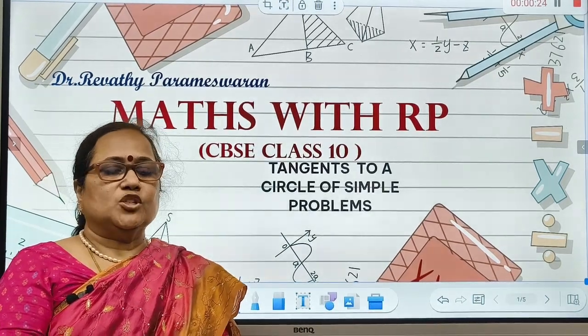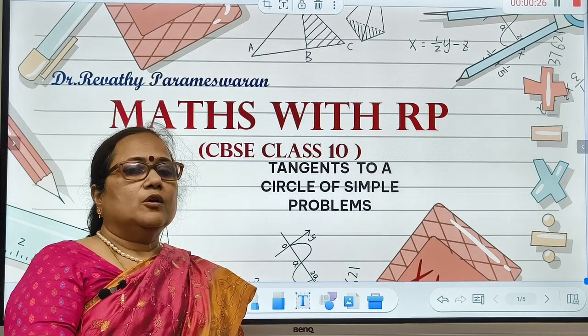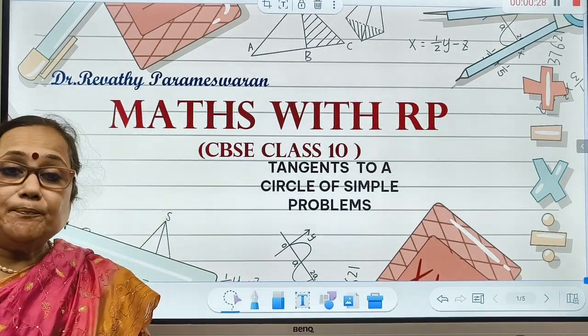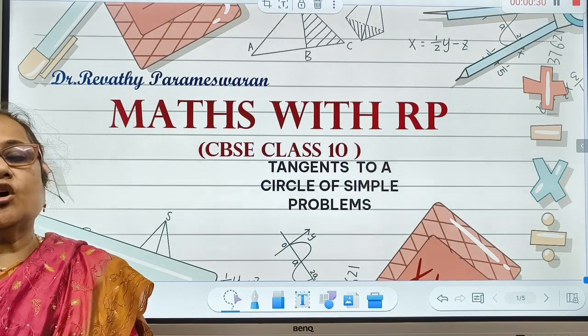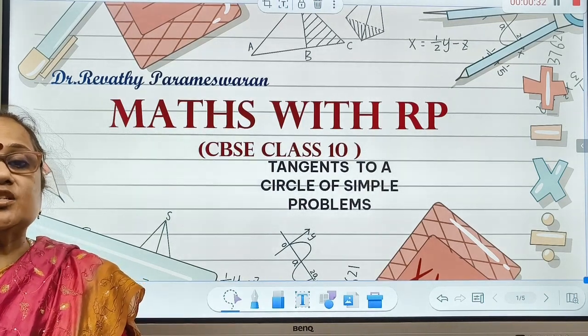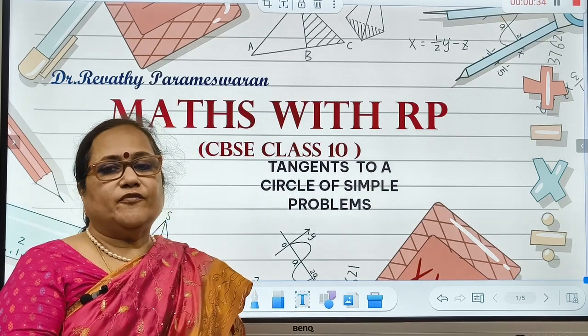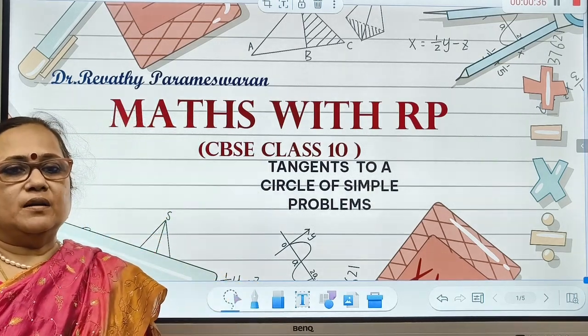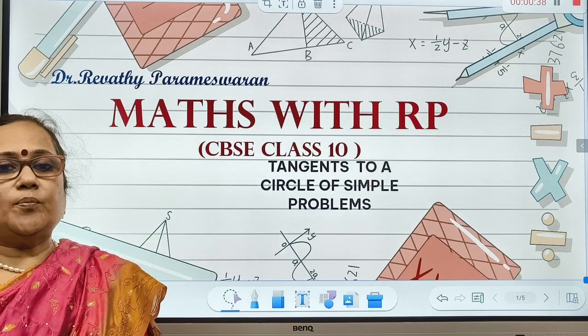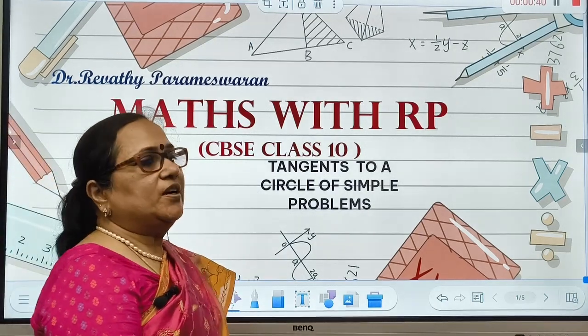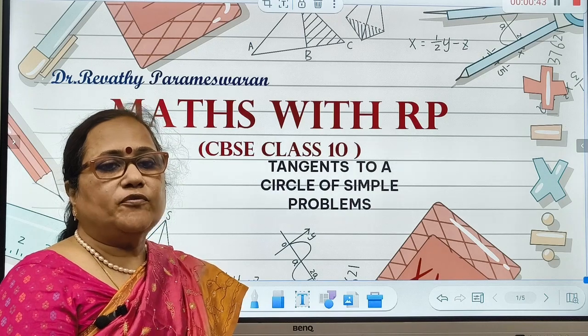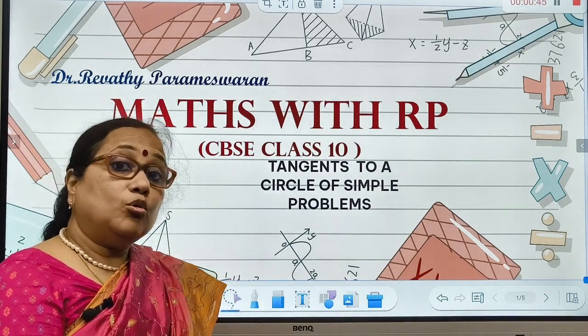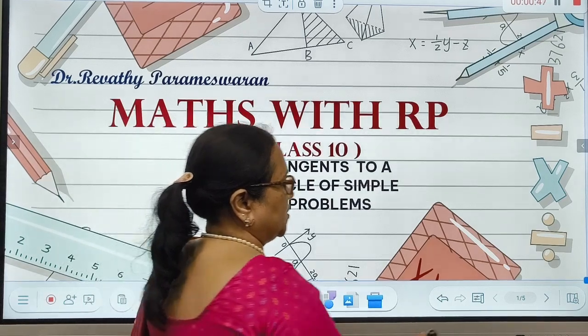Welcome back to Max with RP. Today we are going to do simple problems based on the concept of tangents to a circle. We've already done a few sets of problems based on the same topic. Today again we will try to recall the concept of tangent to a circle and how to resolve certain problems.